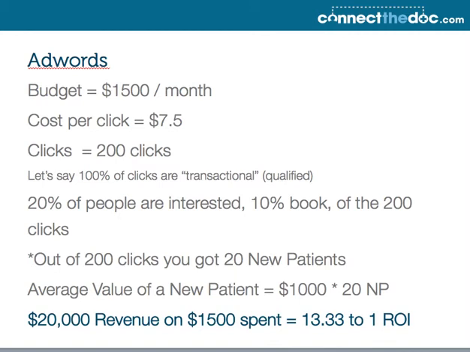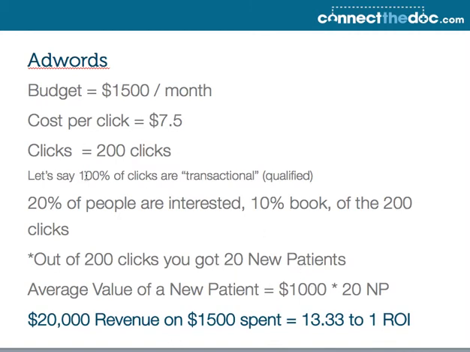In this example, you're only getting 200 clicks, but because you can choose which keywords people are coming to your website with, you're actually going to have a lot more qualified clicks to your website. So in this example, all 200 clicks are going to actually be customers who are interested in coming to your business. So 20% of 200 is actually 40 people interested in your services, and if 10% of those 200 book in, you're going to get 20 new patients.